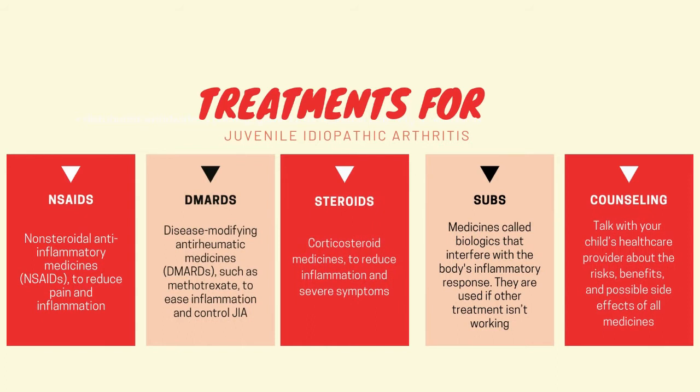Treatment: first, non-steroidal anti-inflammatory medicine, NSAIDs, to reduce pain and inflammation. Second, disease-modifying anti-rheumatic medicine, DMARDs, such as methotrexate, to ease inflammation and control JIA.